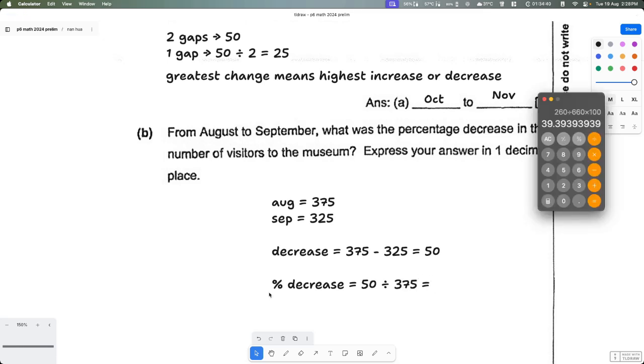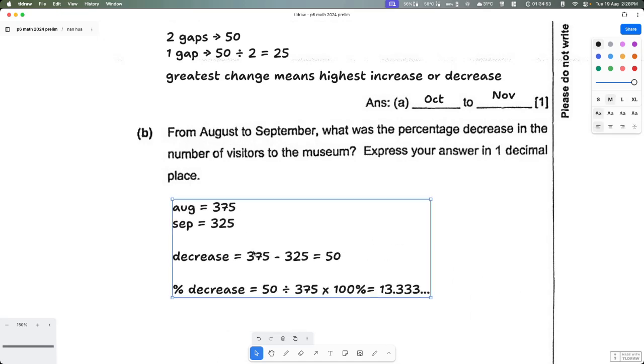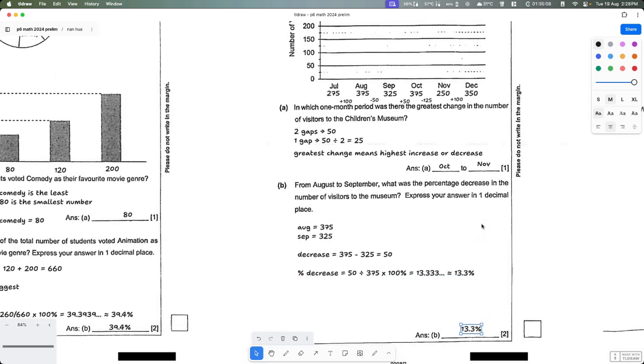Okay, so this is 50 divided by 375 times 100%. So 13.333 dot, times 100%. And one decimal place again. This will then become 13.3%. There you go. So the answer is 13.3%. All right. Let's move on to the next question.